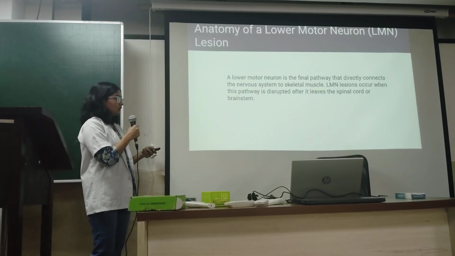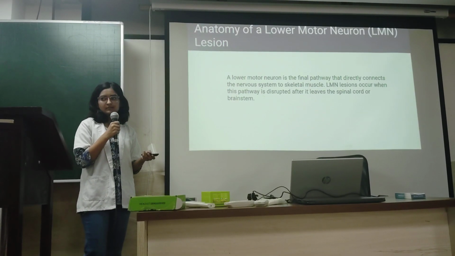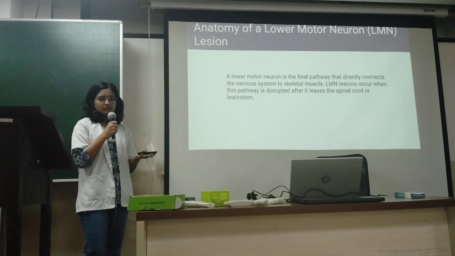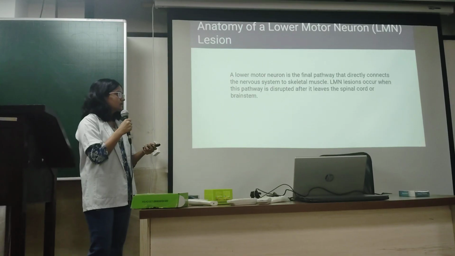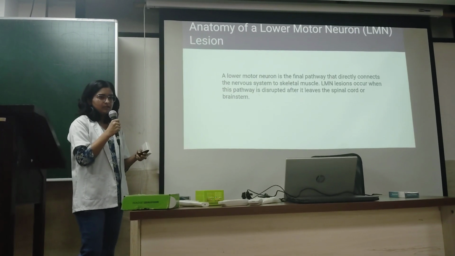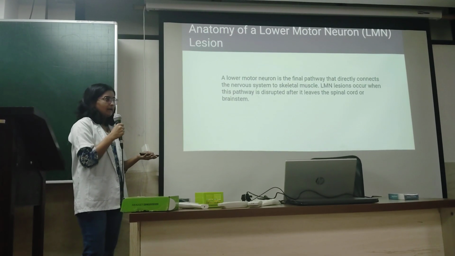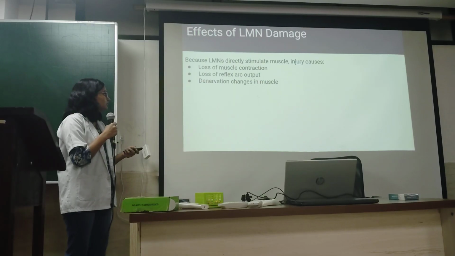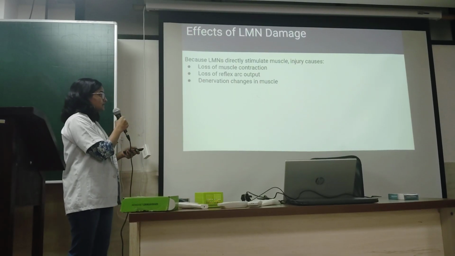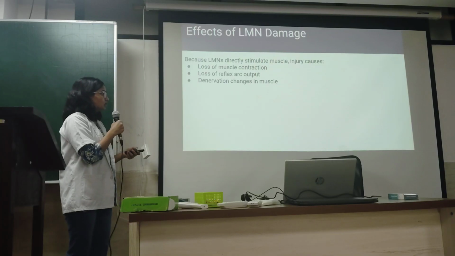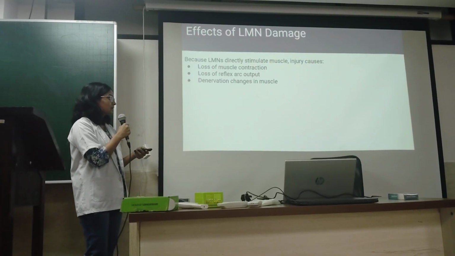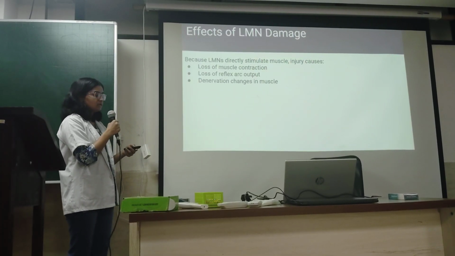Anatomy of lower motor neuron. Lower motor neuron is the pathway that connects the nervous system to the skeletal muscle. Lower motor neuron lesion occurs when the pathway is disrupted as it leaves the spinal cord or brainstem. Because lower motor neuron injury causes a loss of muscle contraction, loss of reflex output, denervation, and changes in the muscle.